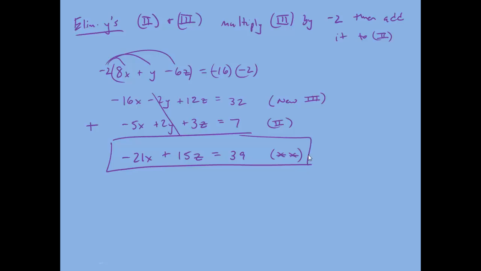So once I have this new system, now I can solve it using either elimination or substitution. So my new system of equations using star and double star is 26x minus 17z equals a negative 42. Remember, that was star. And negative 21x plus 15z equals 39. Alright, and we're going to solve this using elimination.